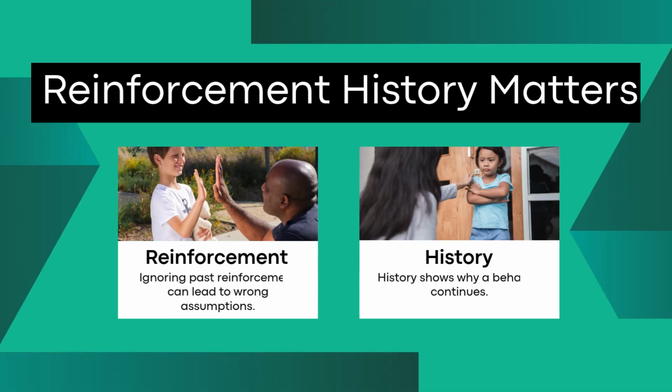When we analyze behavior, it is important not to overlook reinforcement history. Past reinforcement, even if it was inconsistent or unintentional, can shape current behavior. For example, if a child has gotten out of tasks by crying in the past, that crying is more likely to continue, even if we no longer respond to it. Behavior doesn't exist in a vacuum, so what has been reinforced before matters now. If we skip this step, we risk misidentifying the function and applying the wrong intervention.